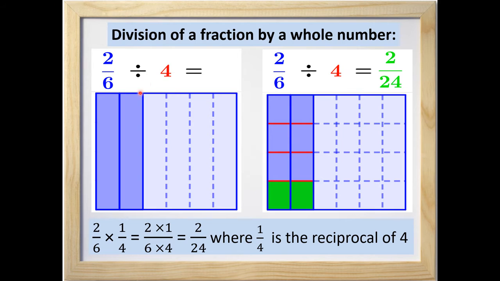We have to change the division sign into a multiplication sign. And then we have to change the 4 into its reciprocal. The reciprocal of 4 is 1 by 4. So 2 by 6 into 1 by 4, that is equal to 2 into 1 by 6 into 4, that is equal to 2 by 20. So this is the way we can find the quotient of a fraction divided by a whole number. Is it clear, children?